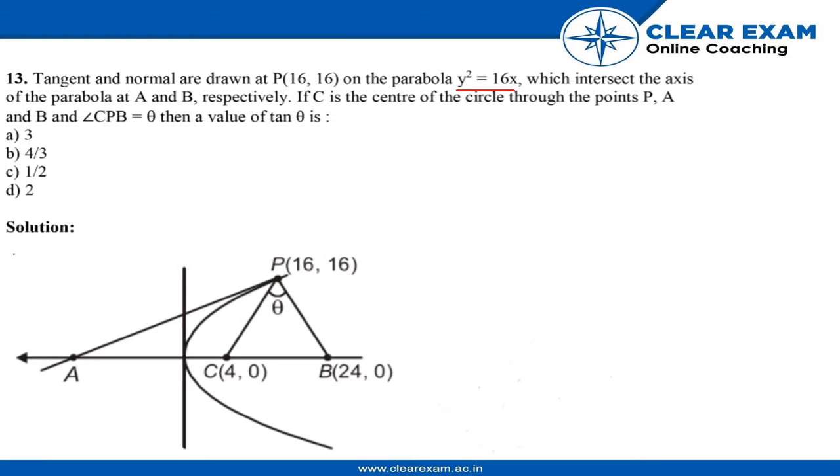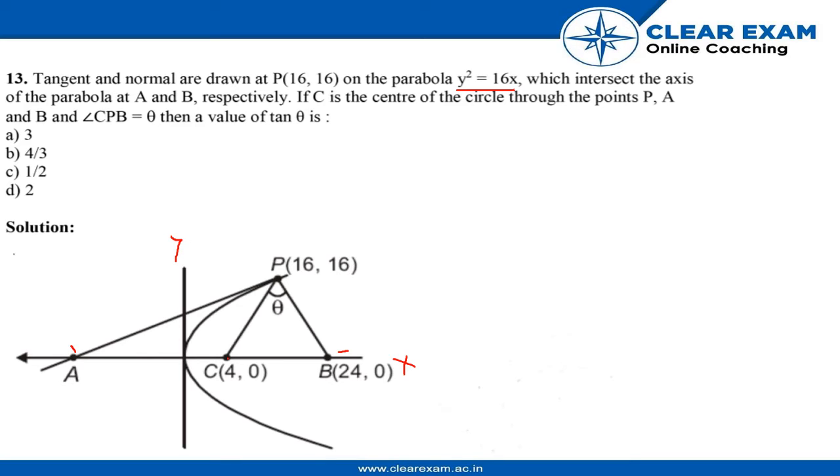A and B are the 2 points where they intersect the x-axis and y-axis respectively. If C is the center of the circle through the points P, A and B, then the angle CPB is what we have to find.